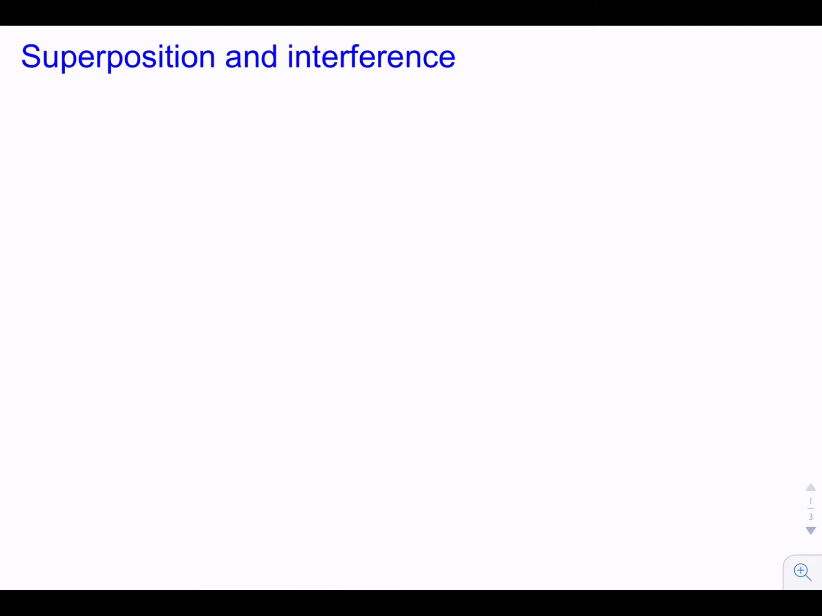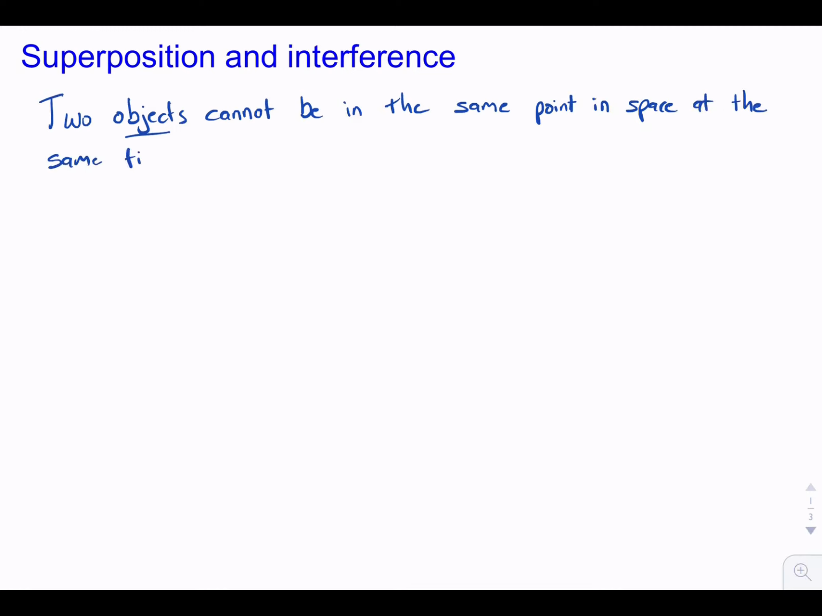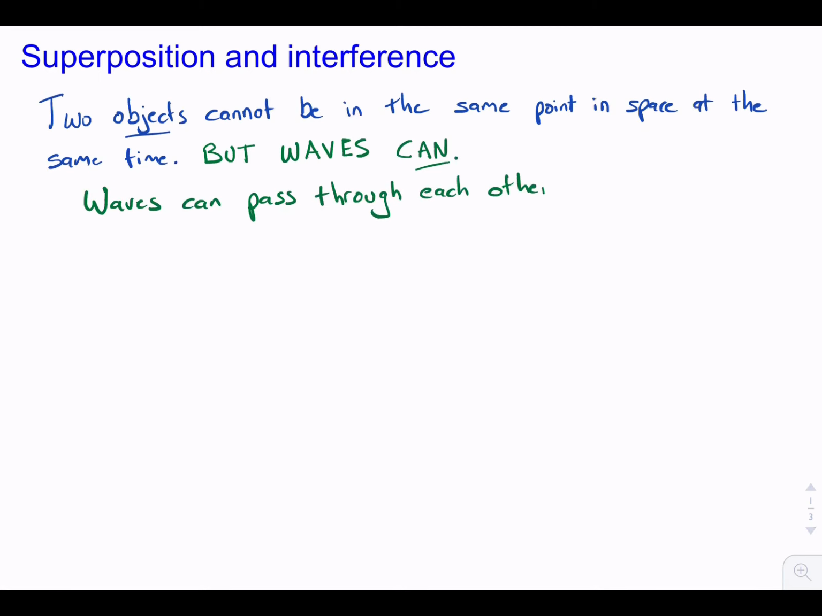Now we're going to be talking about superposition and interference. Firstly, consider two objects. Two objects cannot exist at the same point in space at the same time. If you and your friend both try to sit on the same chair, there's a problem. But waves can exist at the same point in space and time. Waves can pass through each other.